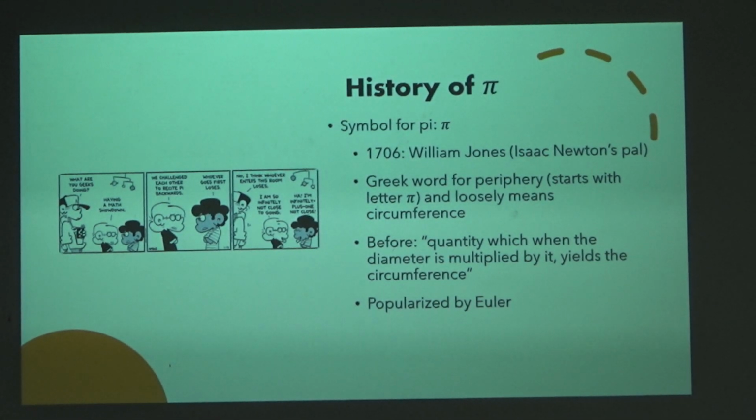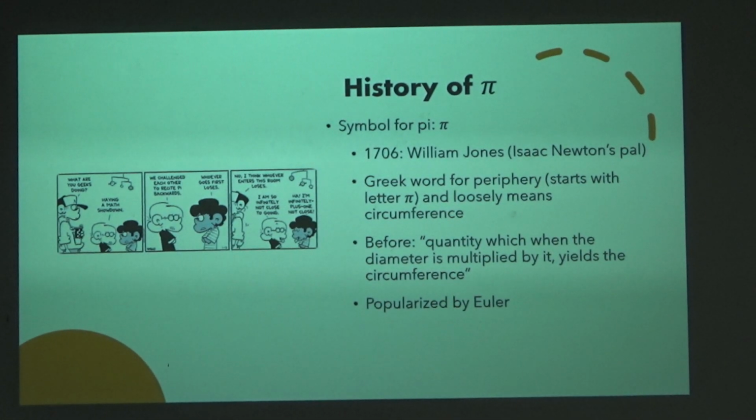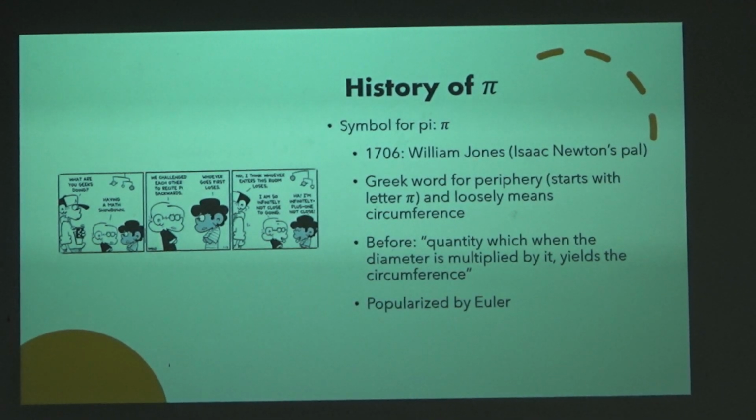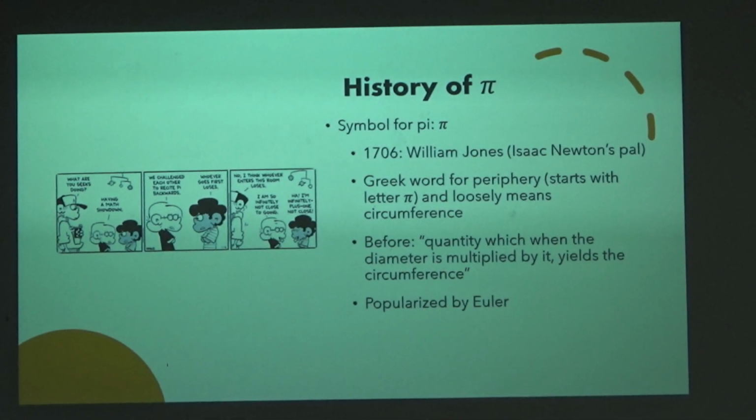Before they had a symbol for pi, they used to say things like, well, it's the quantity which, when the diameter is multiplied by it, yields the circumference. So on your Diff Q test tomorrow, I'll say, please find the cosine of the quantity by which the diameter is multiplied. No, I won't do that to you, I promise.